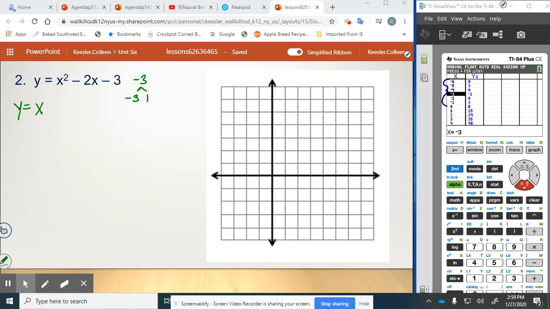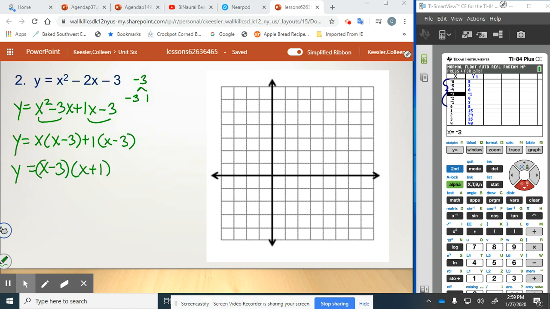Y equals x squared minus 3x plus 1x minus 3. Group and group. We get y equals x times x minus 3 plus 1 times x minus 3. So y equals x minus 3 times x plus 1. And if we were to solve these, x minus 3 would equal 0, and x plus 1 would equal 0. Adding 3 to both sides, x would be equal to 3. Subtracting 1 from both sides, x would be equal to negative 1. So those are the solutions, or the roots, and should be where our graph crosses the x-axis.